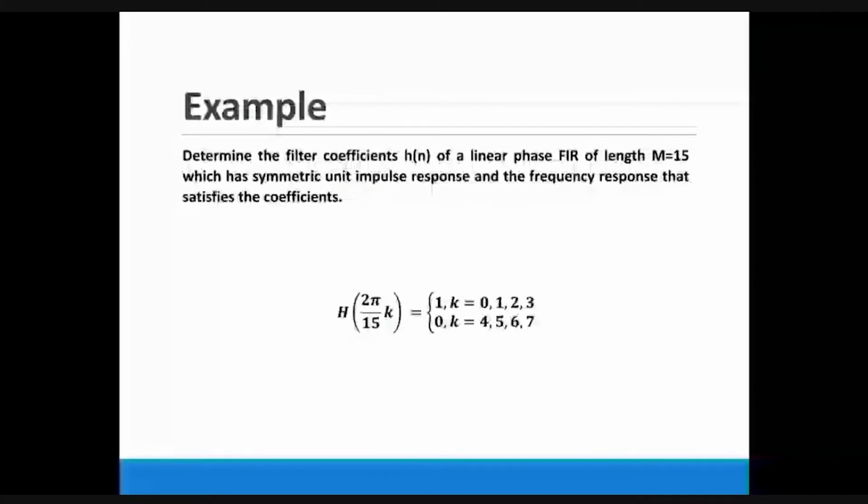Here, a few things are already mentioned: a linear phase FIR filter is given, and the length is M equal to 15, which is an odd number, with a symmetric unit impulse response, so the filter type is symmetric. The frequency response is given, that is H(2 pi k by 15) is equal to 1 for the values of k from 0 to 3 and 0 for the values of 4 to 7. As this filter is symmetric, only the first 8 sample values are given to you, and the remaining 7 values are the repetition of that. So let me provide you the solution of the first example.